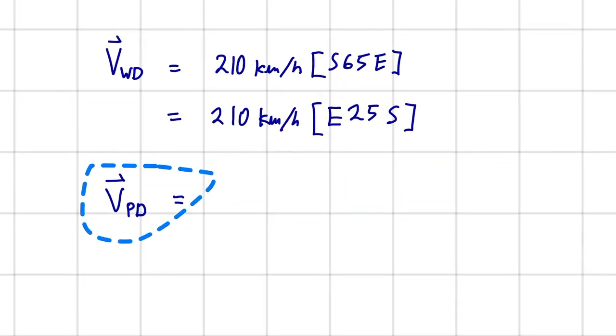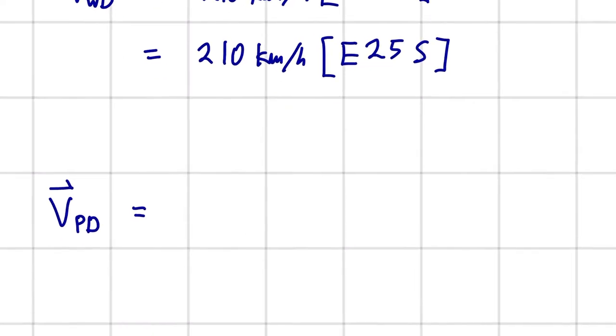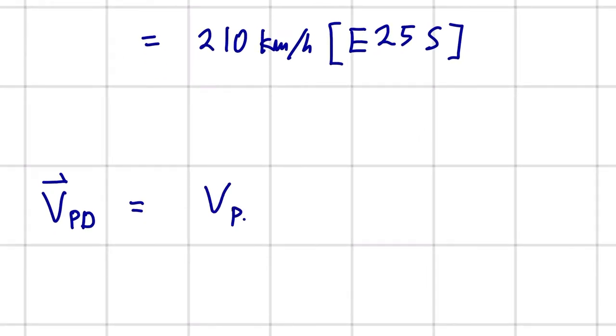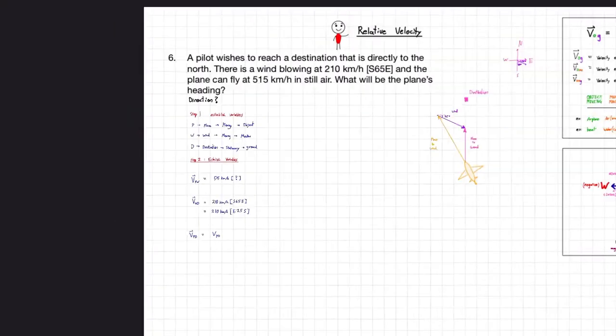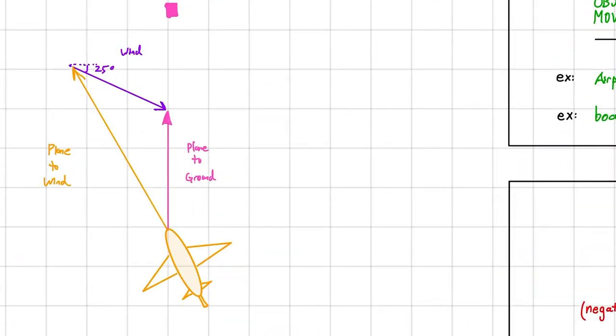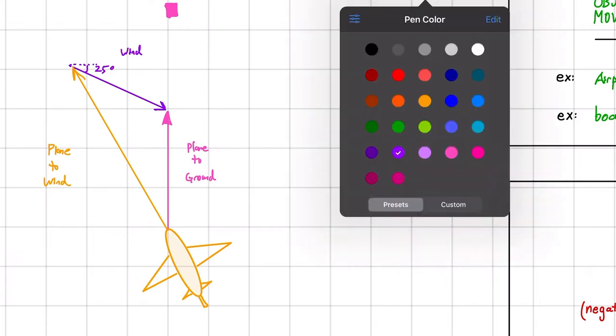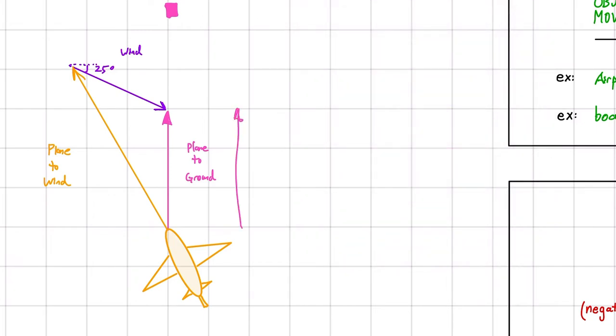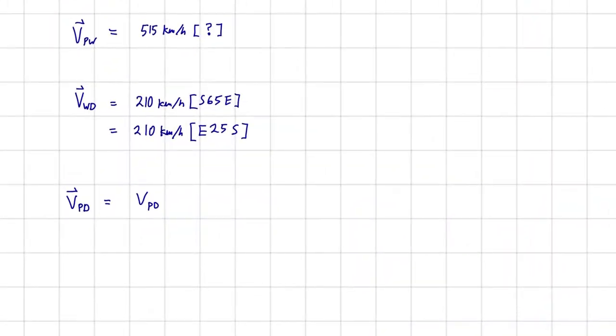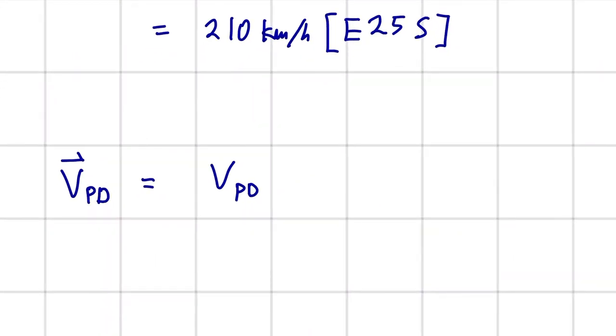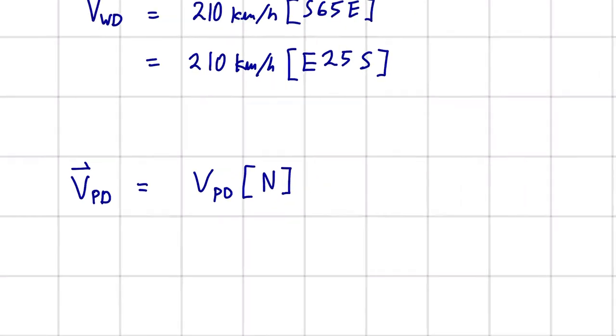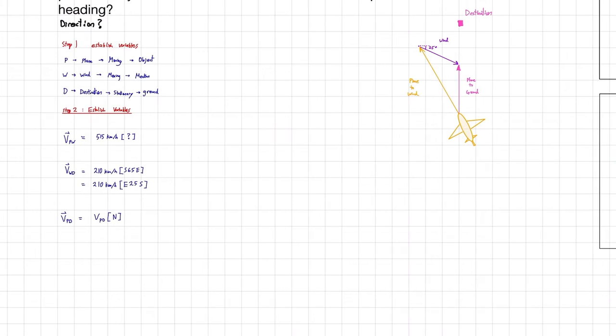And then the velocity of the plane relative to the destination. Well, we don't know how fast the plane's going to be going in this pink direction. We don't know this speed. So we're going to just call it VPD. But we do know the direction, and that is north. So the velocity of the plane relative to the destination or the ground, we know the direction but not the magnitude.